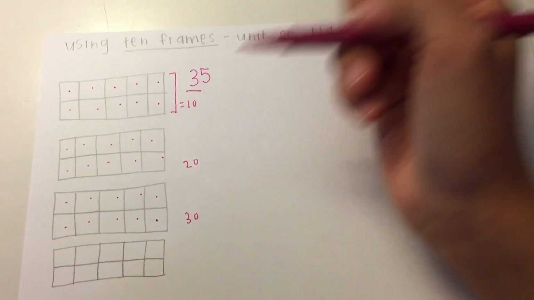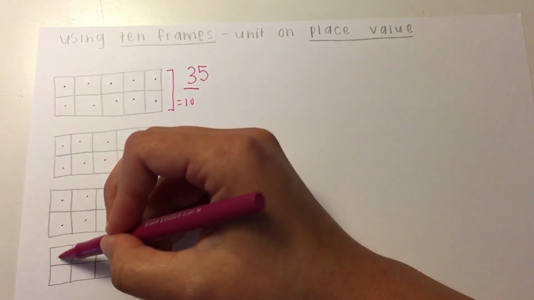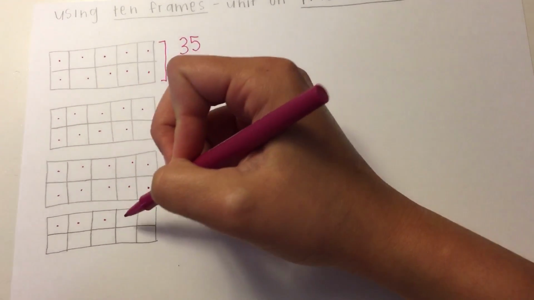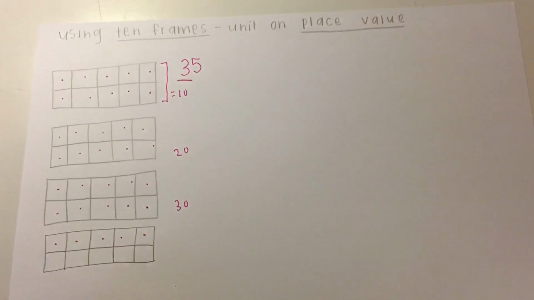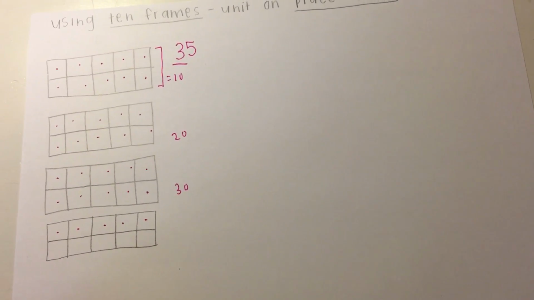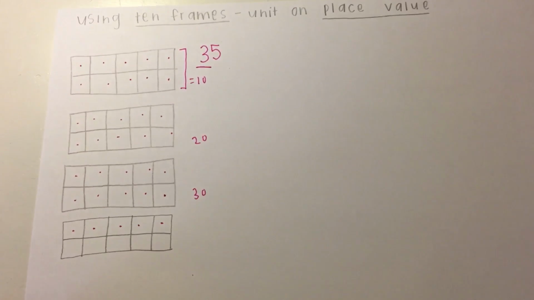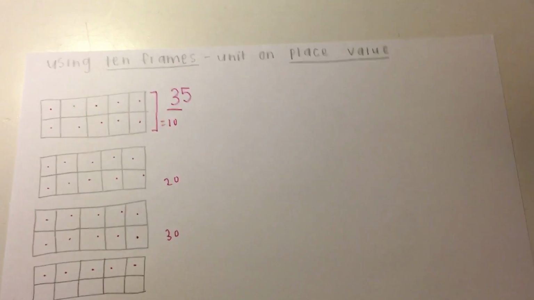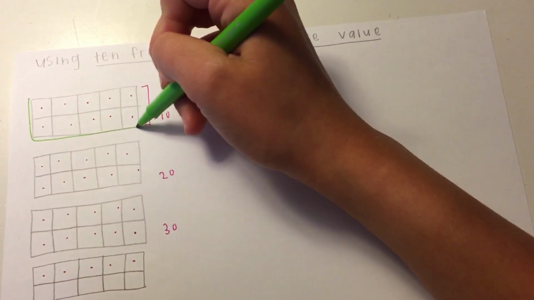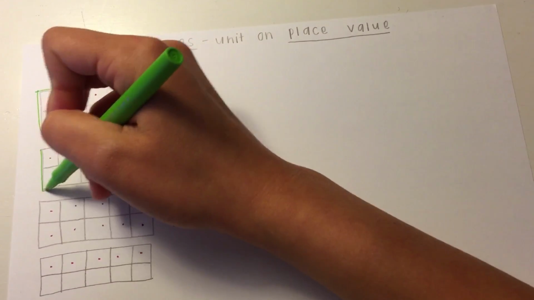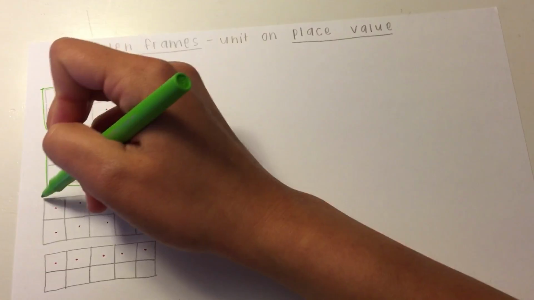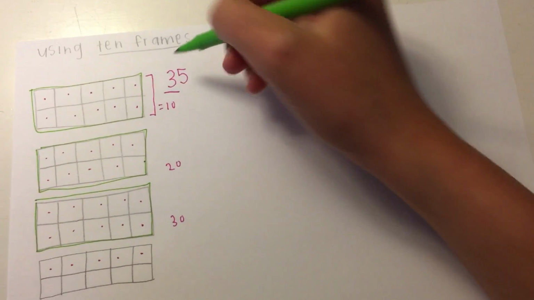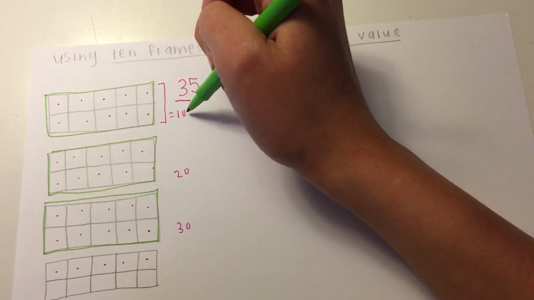So if I was at 30 and then 31, 32, 33, 34, 35. And now we look at how many 10 frames we filled up. So we filled up 1, 2, 3 10 frames. And like I said before, we know one 10 frame equals 1 ten.